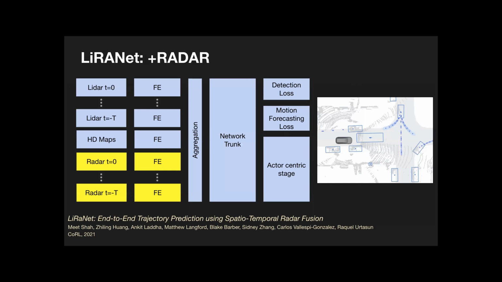Now let's talk about motion forecasting. Here is another algorithm that uses radar information to boost motion forecasting. Allow me to introduce LeaderNet, which stands for LiDAR and Radar Network. LeaderNet is an extension to MultiXNet that adds the history of radar readings to the input of the network. Radar is a sensor that can measure range rate, or radial velocities, using the Doppler effect. This can be used to obtain a better estimation of the object state.